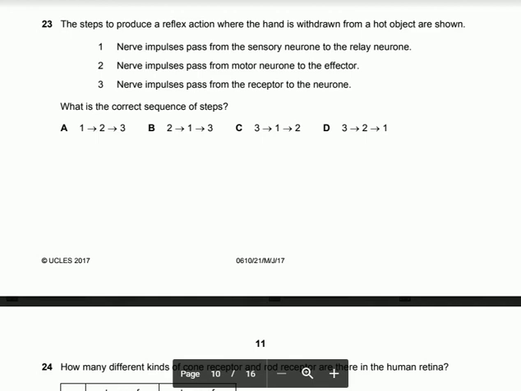Question number 23. Reflex reaction. It's 3, 1, 2. Nerve impulses pass from the receptor to the neuron. And that neuron would be sensory. Sensory to relay, relay to motor, motor to effector. I hope you get it.